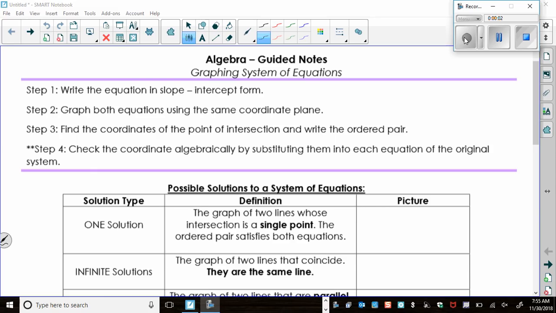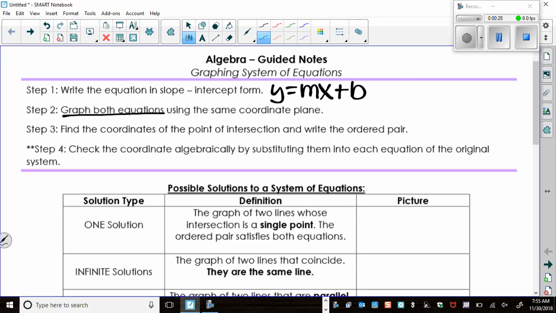Hello class. Today we're going to be talking about graphing systems of equations. Here are the 4 steps that you have to follow in order to solve a problem. So step 1, you want to write your equation in slope-intercept form. You always want it in this format so that you can find the slope and the y-intercept, because we are going to graph both equations using the same coordinate plane, right?